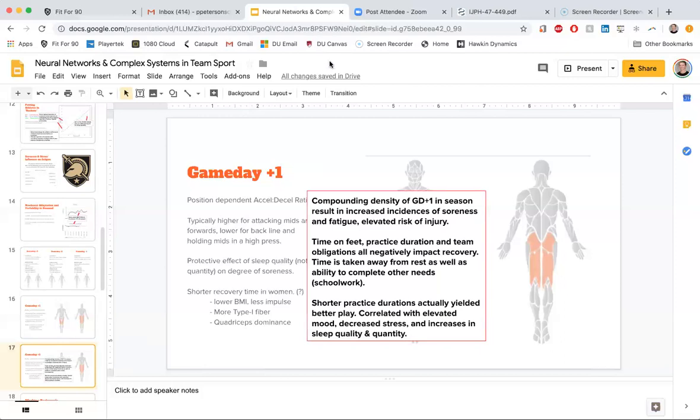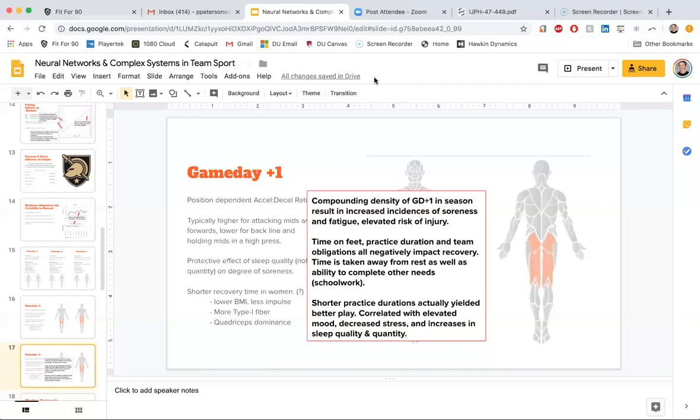Compounding density of these game day plus ones is really where things start to get hairy in season, right? So it's not so much in terms of wellness or the number of games that are scheduled, but so much the number of game day plus ones that you have. Obviously the two go hand in hand, but if they become denser and closer together, if game days become quicker turnarounds, then obviously you're going to have increased incidences of soreness, fatigue, and an elevated risk of injury. That's almost common sense.